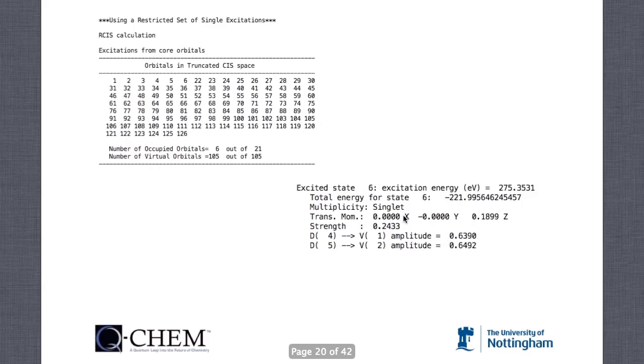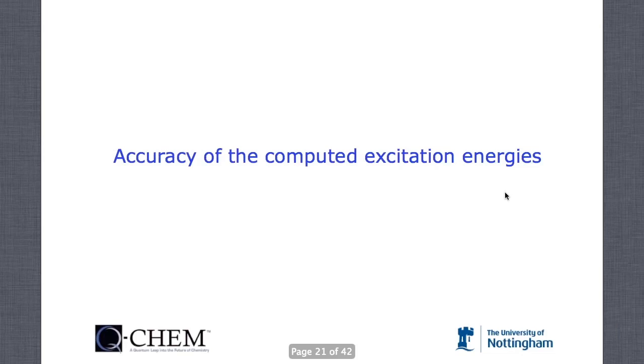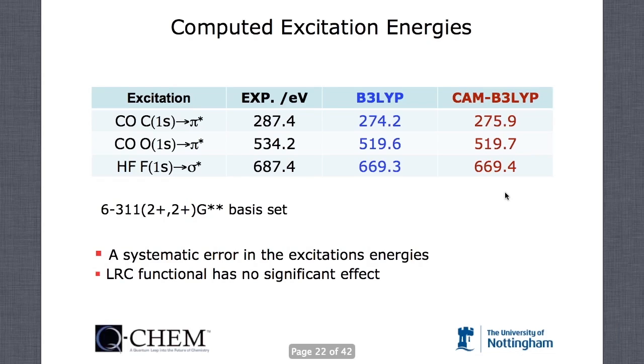So now let's think about the accuracy of these computed excitation energies. Here I've told you that the carbon 1s to pi star transition in benzene is 275 electron volts. Is that a good number or a bad number when we compare it with experiment? And so here are some numbers. These are just some transitions not chosen for any particular reason, where we've got a carbon 1s transition in carbon monoxide, the oxygen 1s to pi star, and then the fluorine 1s to sigma star.